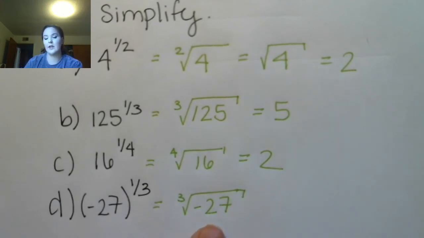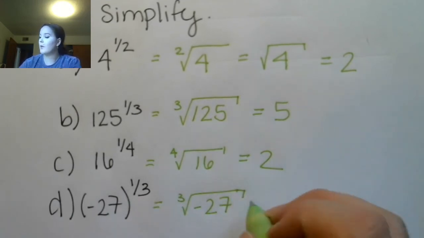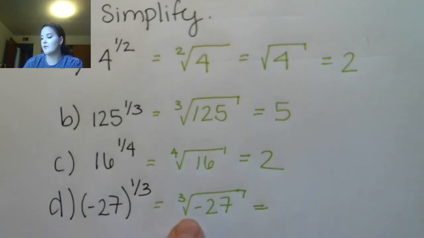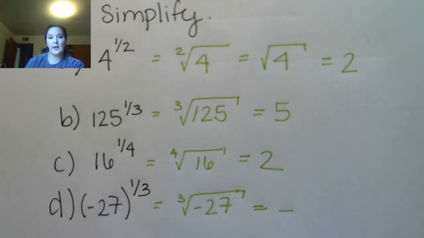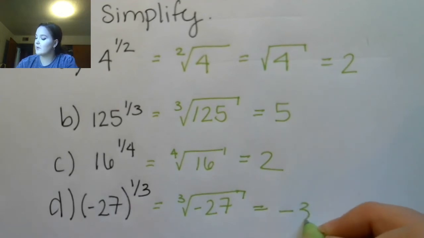so my radicand is negative 27. So what number times itself 3 times gives you negative 27? Well, it's going to be a negative, right? Because negative times negative times negative will give me negative. And then 3 times 3 times 3 is 27, so it's going to be negative 3.